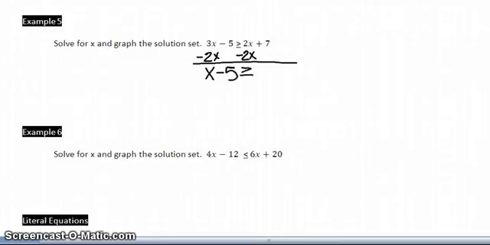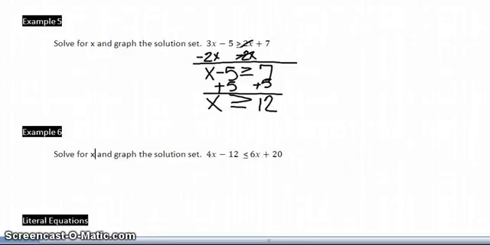And I'm going to just write that greater than or equal sign down. 2x minus 2x simply drop out. And the right side of the equation becomes 7. Now I'm going to add 5 to both sides. My goal is still to get x on one side and all the numbers on the other side. And I leave my inequality sign the same. And 7 plus 5 is 12.